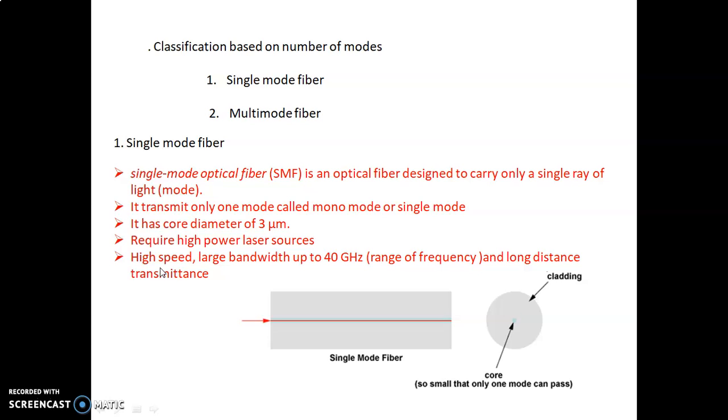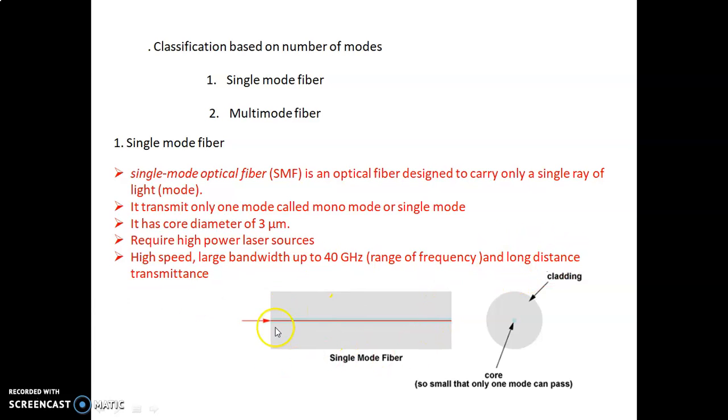Advantages of the single mode optical fiber: high speed and large bandwidth. Large bandwidth means we are able to transmit more data. Okay, it's a frequency range. We are able to transmit more data, and it is an advantage of using single mode optical fiber that we are able to carry the data over a long distance.